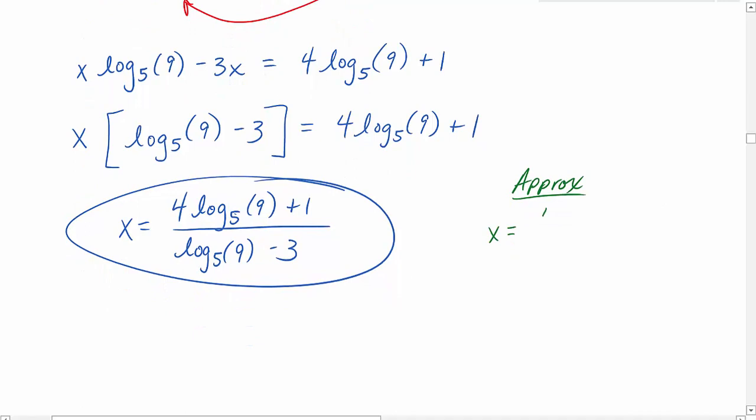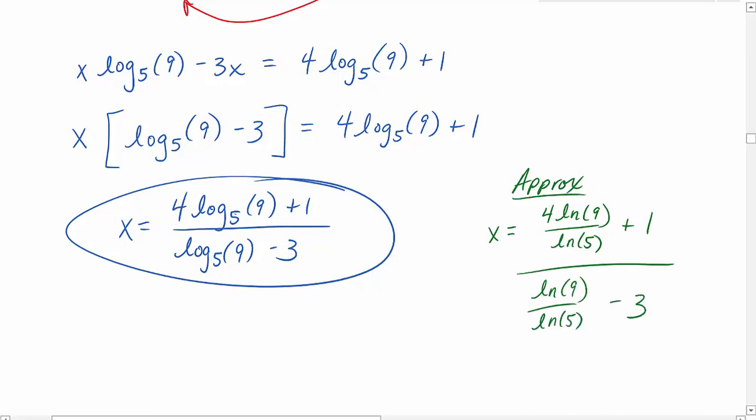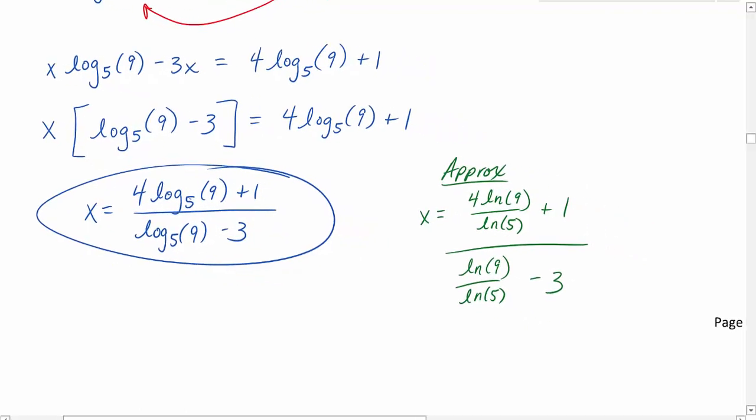This will become 4 times the natural log of 9 over natural log of 5 plus 1 in the numerator, and then natural log of 9 over natural log of 5 minus 3 in our denominator. And remember, with change of base formula, you can either use natural log or common log. I just prefer to use natural log. And when we type this into our calculator, we're going to get negative 3.952.